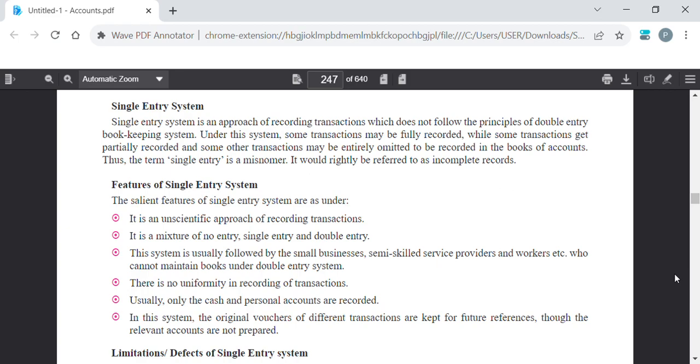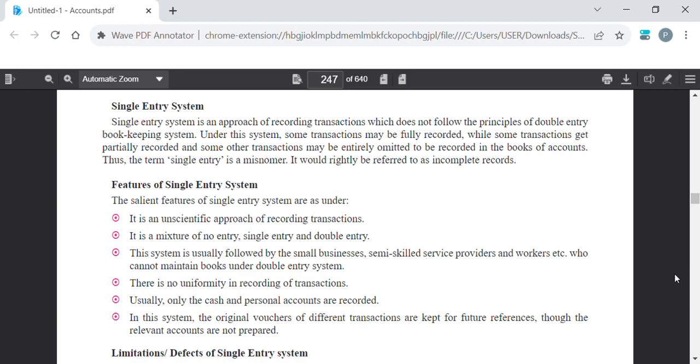It is a mixture of no entry, single entry and double entry. This system is usually followed by small businesses, semi-skilled service providers and workers etc. who cannot maintain books under double entry system. So it is an unscientific approach of recording transactions.